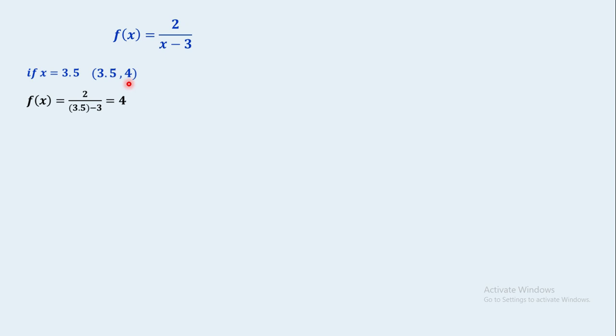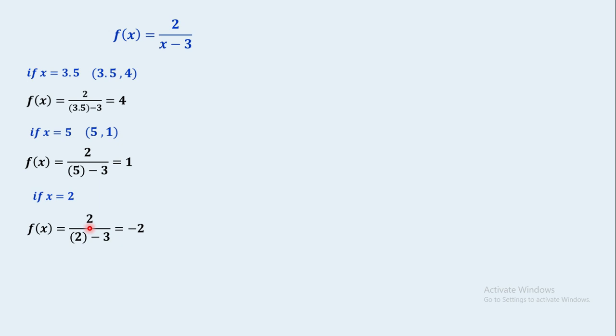We now have one ordered pair. Let us choose another value for x. For example, we choose positive 5 as the domain. Substitute 5 to the function. We have f of 5 equals 2 over 5 minus 3. 5 minus 3 is 2, and 2 divided by 2 is 1. So our second ordered pair is 5 and 1. Let us choose positive 2. f of 2 equals 2 over 2 minus 3. 2 minus 3 is negative 1, and 2 divided by negative 1 gives us negative 2. So our ordered pair is 2 and negative 2.